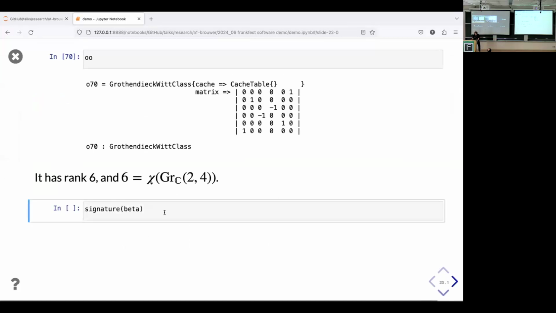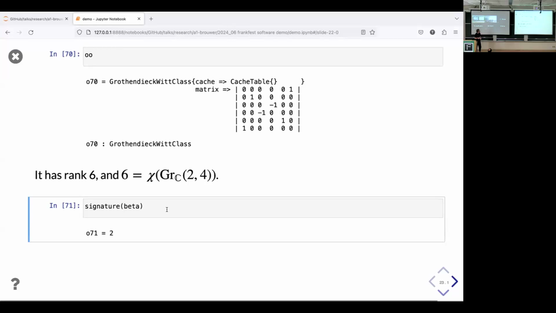And then I run the signature of this thing, and I'm going to get 2. Does anyone know what the Euler characteristic of the real Grassmannian 2-4 is? It ends up being 2. Okay, so this is a general method for computing Euler characteristics.